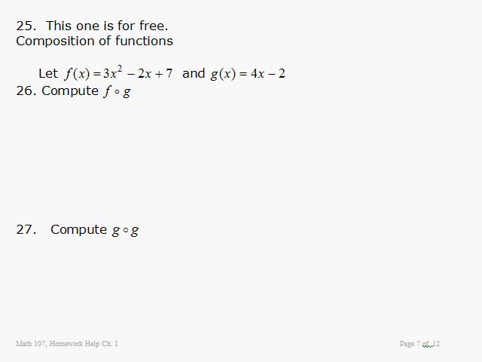Occasionally on homeworks, even on tests, you'll see something like this. It's because I removed the problem and I didn't want to change my numbering scheme. So you get a free one once in a while.